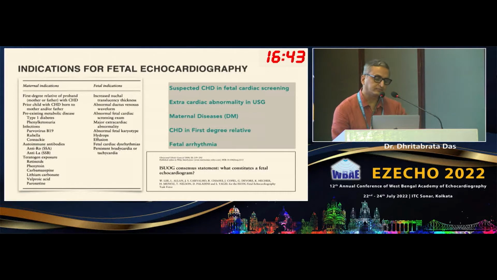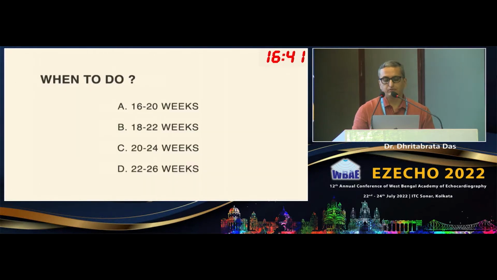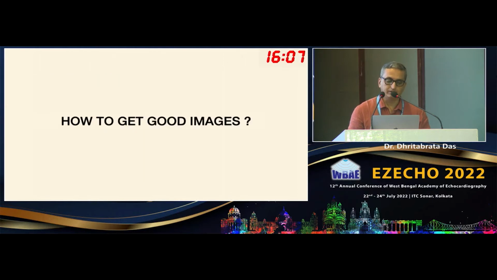Another important question is when to do it. If we look at the ISUOG guidelines, it is 18 to 22 weeks. Considering our country, there has been a modification in the PNDT Act recently, and now termination of pregnancy is allowed even up to 24 weeks, and later also with special permission. Considering that, and that it is easier to diagnose fetal heart abnormalities, 20 to 24 weeks is probably the right time to do fetal cardiac screening and echocardiography.